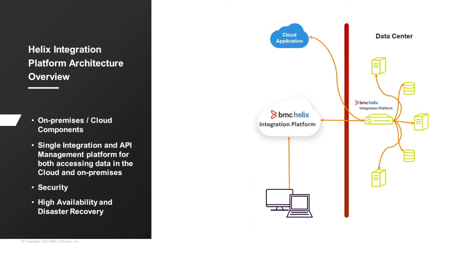When you're talking to a cloud application, there is direct communication between the Helix Integration Platform and the cloud application without the need for a private agent. But the private agent on the on-prem side lets you control access and enable communication between on-prem and cloud. Also, with on-prem to on-prem communication, the data flow is between these on-prem components.